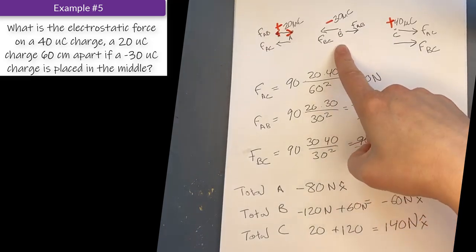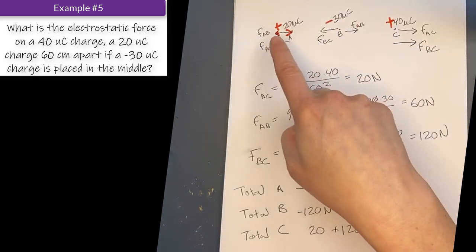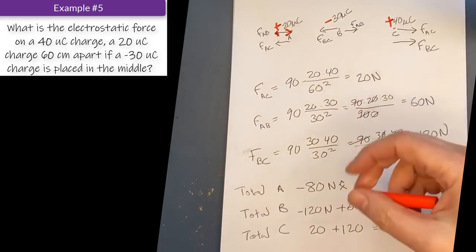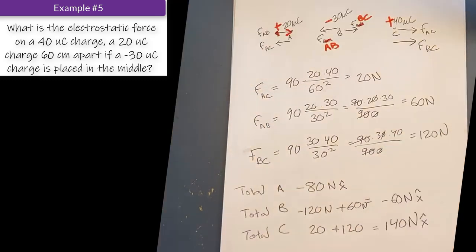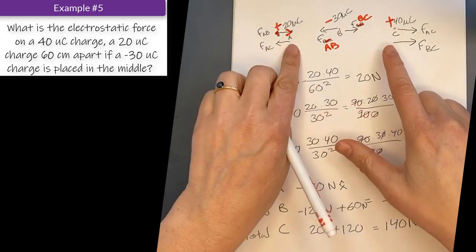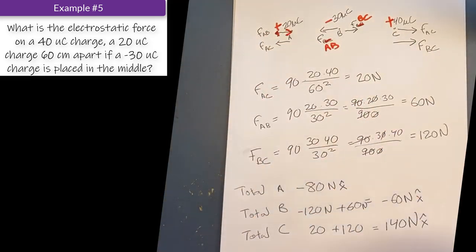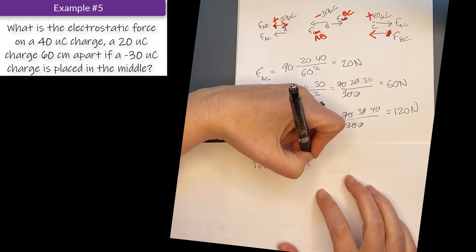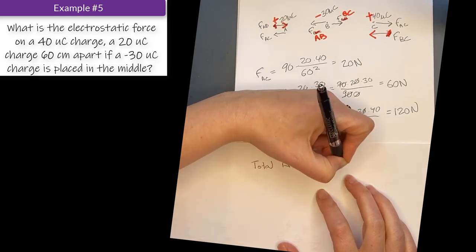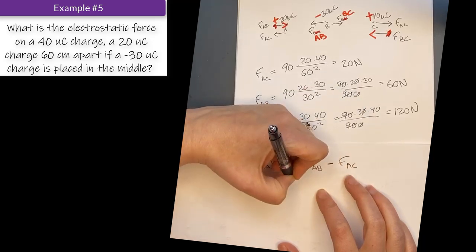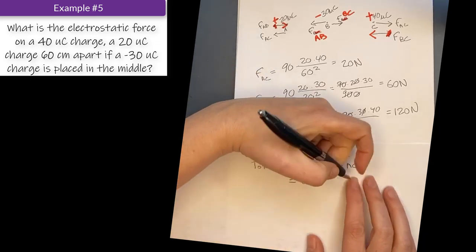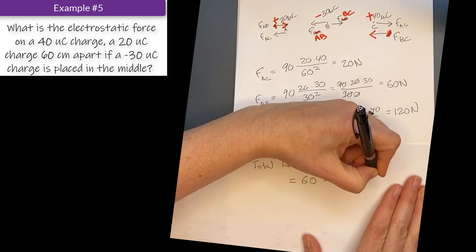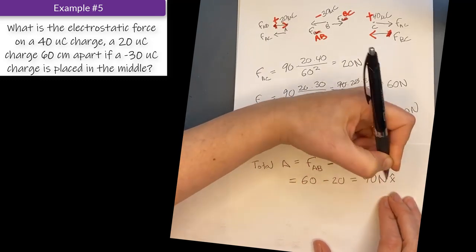Now on this object, which is negative, it switches these two. It's attracted to this one, and it's attracted to this one. So, ready? Finally, this one will be repelled by A and attracted to B. Whoop! And A is going to be force AB, which is positive, minus force AC: force AB, 60, minus force AC, 20. It'll be 40 newtons in the positive X direction.